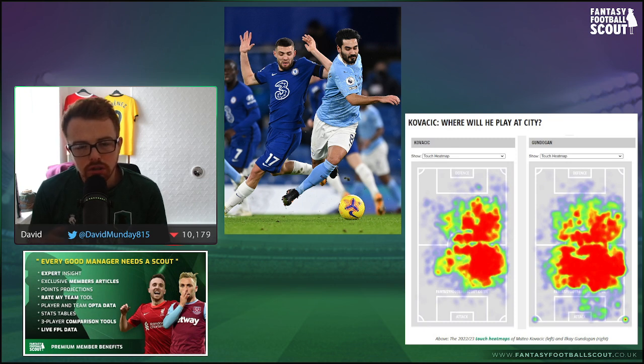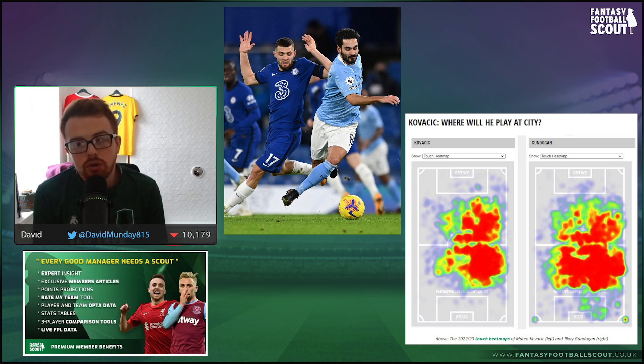So Kovacic on the left then, we've got a massive bubble in what you would describe as the left-hand number 8 section of the midfield. There's also quite a healthy chunk of touches on the other side of the halfway line, stretching back into the defensive third as well. Now, when you look to the Gundogan heat map, it is actually a very different story.